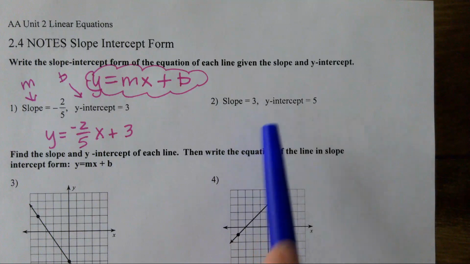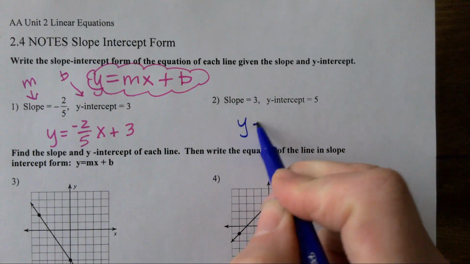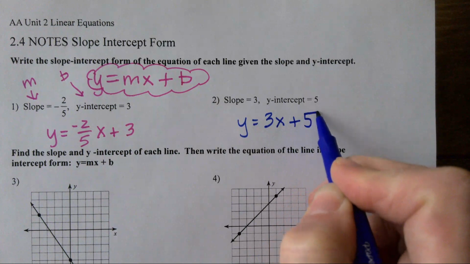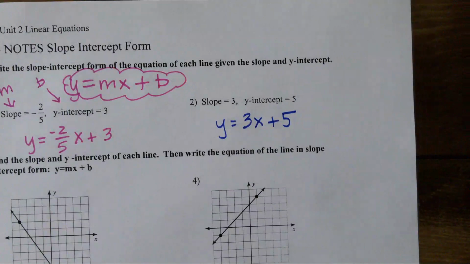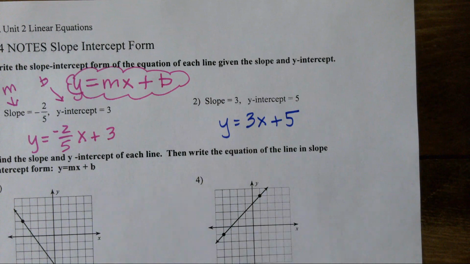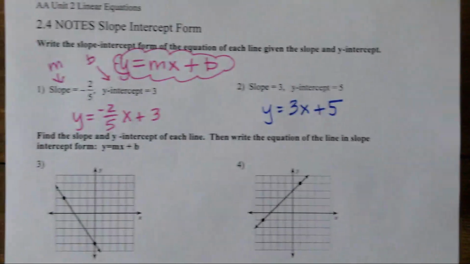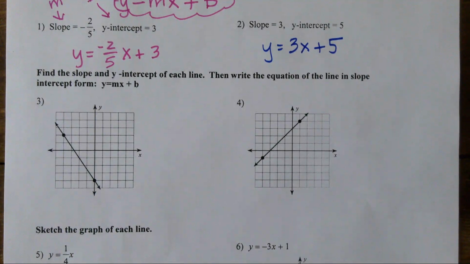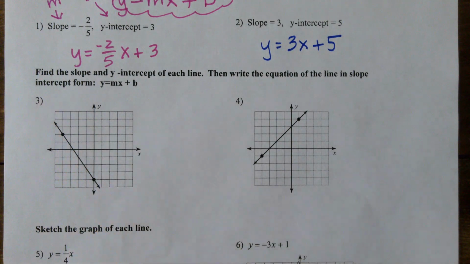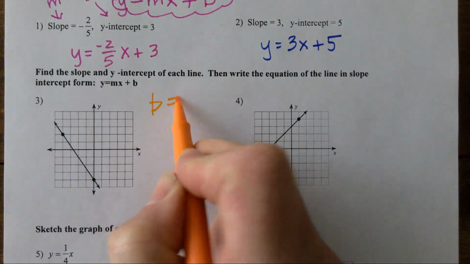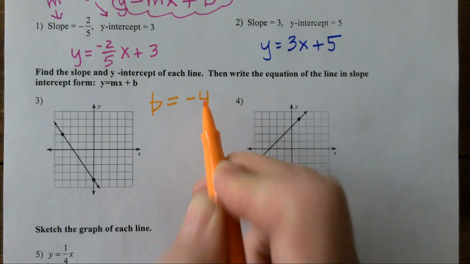So in a problem like this, y equals 3x plus 5. That's seriously it. Okay? However, sometimes we're going to have to find the information, and that's where 3 and 4 come into play. So refresh my memory, what is a y-intercept? It's where the graph crosses the y-axis. So when I look at problem number 3, where does this graph cross the y-axis? At negative 4. So that's my b.